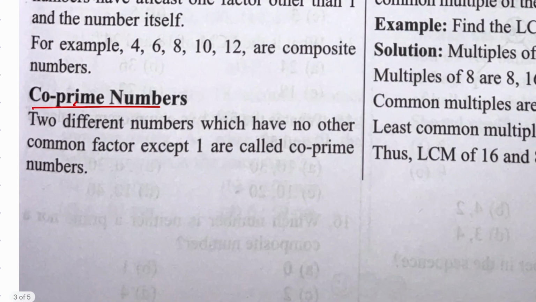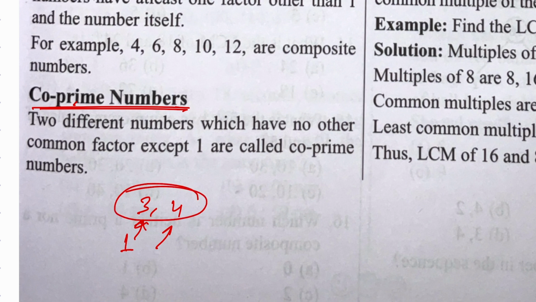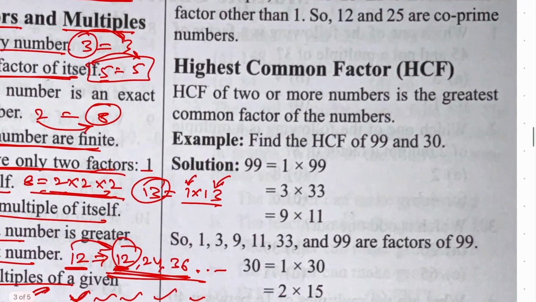Now co-prime numbers. What are co-prime numbers? Two different numbers which have no common factor except one. Say, for example, 3 and 4. What is the common factor of these numbers? One only, right? So one will divide this number and this number. Other than that, these numbers don't have any other common factor. Getting the point? So that's the reason it is called co-prime numbers.